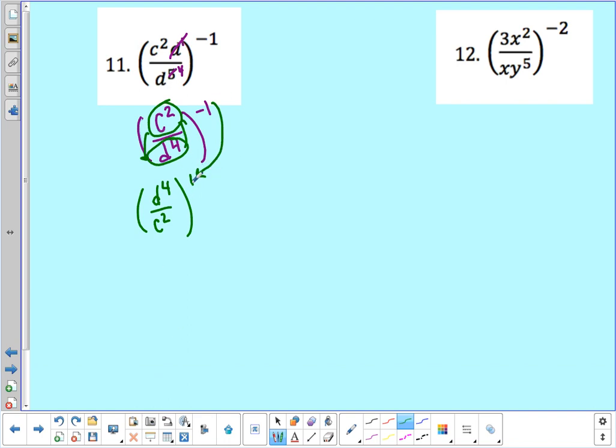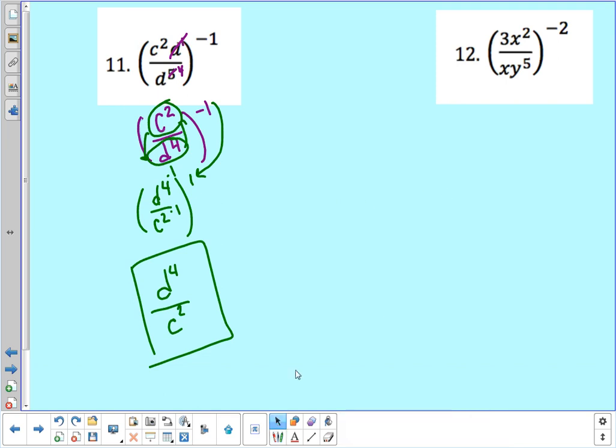Then I can worry about the +1 on the outside. Do I need to distribute it? Well, this is power of powers. Multiplying by 1 doesn't change anything, so I don't need to worry about that. I have d to the fourth over c to the second. No fraction to reduce. Variables are there only once. That's it. I'm done. Now let's take a look at number 12.